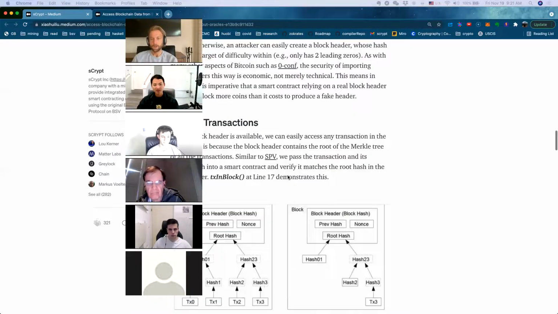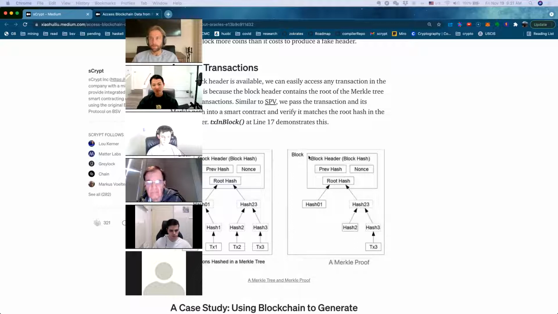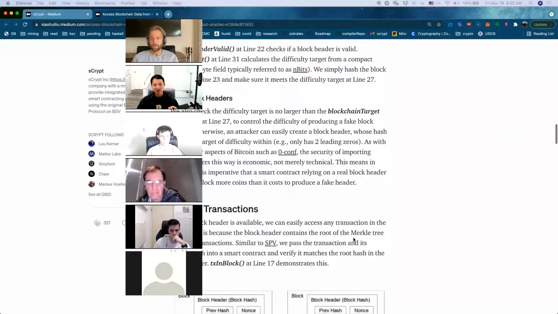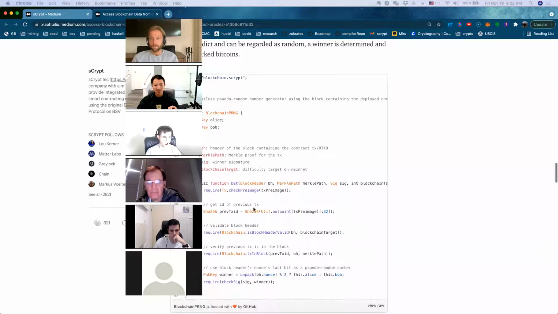So you can even look at this graph. Once you have the block header, it has this root hash. If you want to access any transaction, let's say here 4 transactions, you can push this in the unlocking script. You also push the Merkle path. So in the locking script, basically you can check it. If you want to look at some code, yeah, basically.